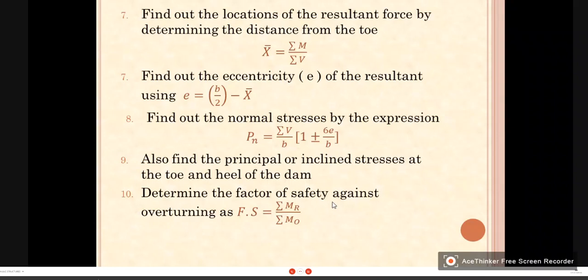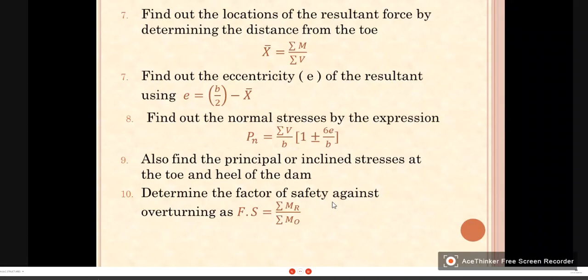B is the width of the base, and x bar is the distance of the toe, which we already found. And next is finding the normal stresses by the expression Pn, which is equal to sigma V by B into 1 plus or minus 6e by B.